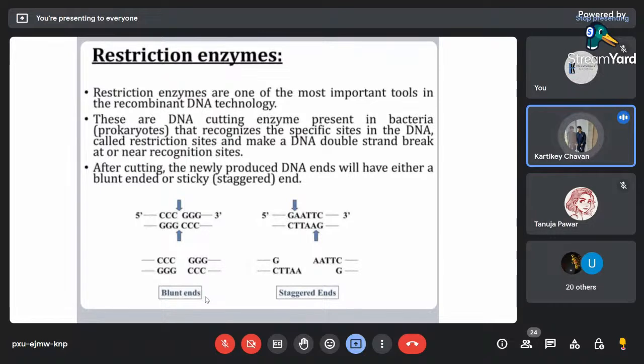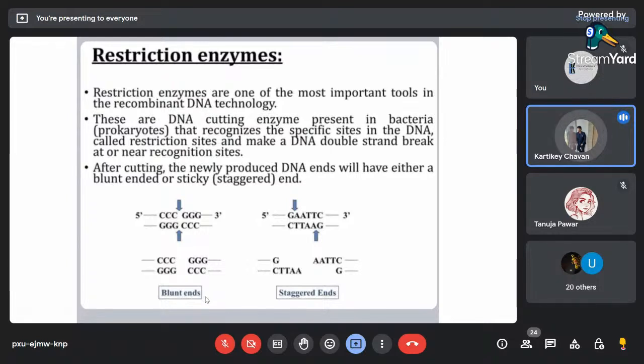These specific sites are called restriction sites, and the enzymes make a double strand break in our DNA at or near the recognition sites. When the cut is made in the restriction sites, the newly produced DNA end will have either a blunt end or a sticky end. That is, when the restriction enzyme acts on a DNA, the cut is formed, and there are two kinds of cuts: the blunt ended and the sticky ended.